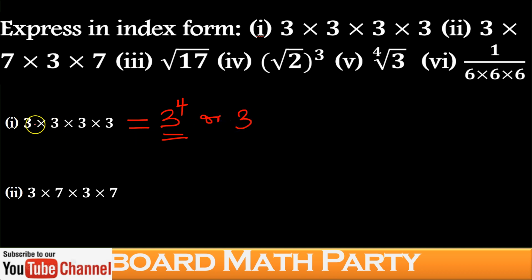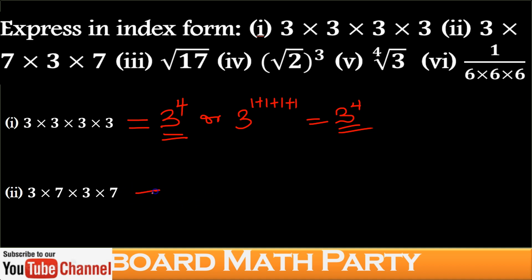Another simple way to express something like this: since each of the numbers standing is to the power of 1, we're going to say 3 to the power of 1 plus 1 plus 1 plus 1, because there are 4 3's. That is also going to leave you with the same answer, 3 to the power of 4. So whichever way you do it, you will end up with 3 to the power of 4.